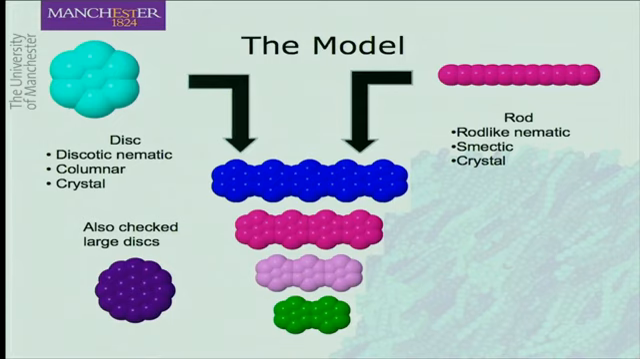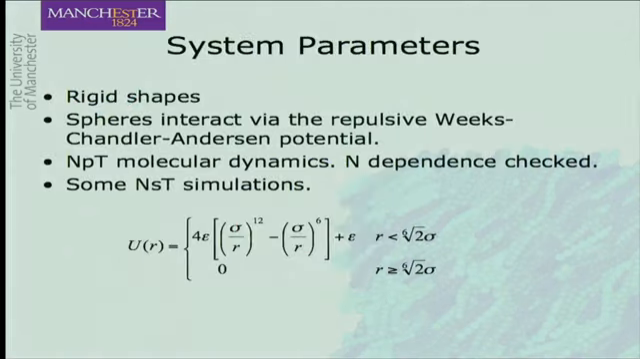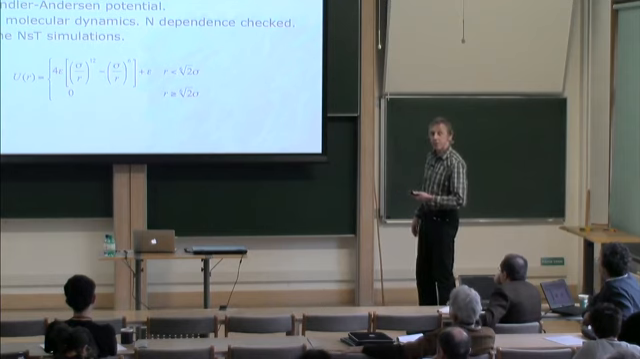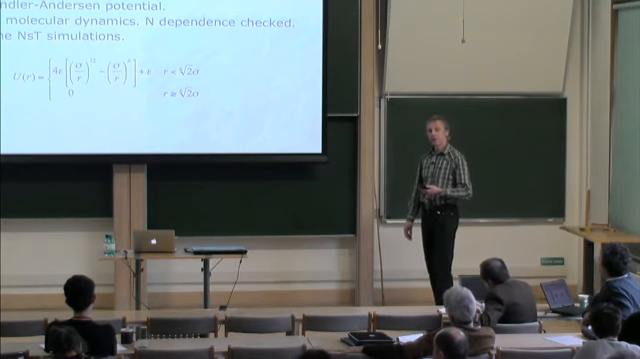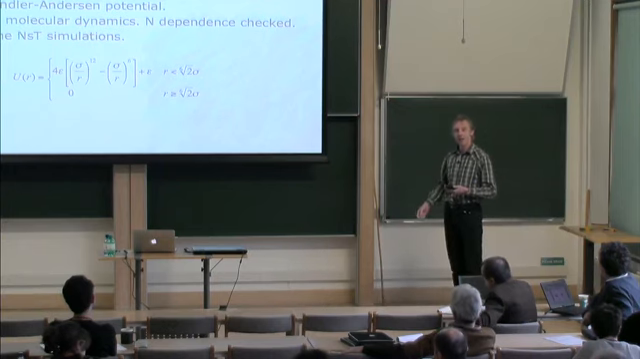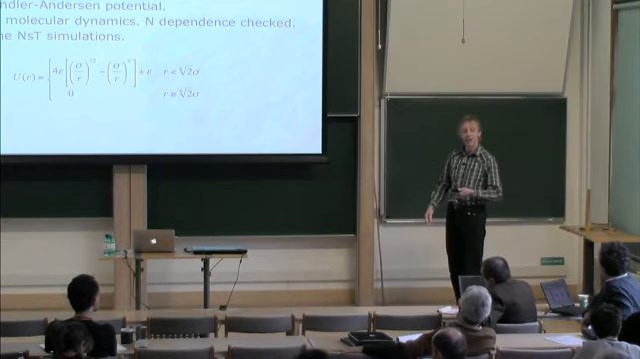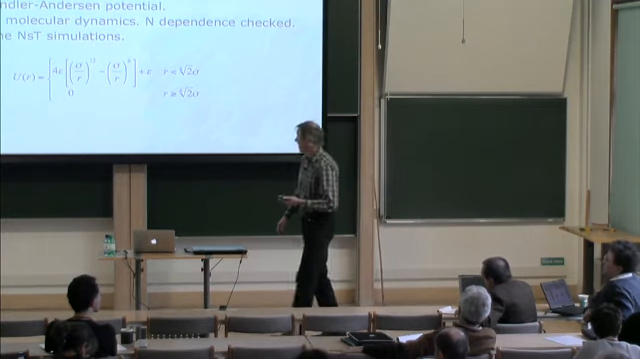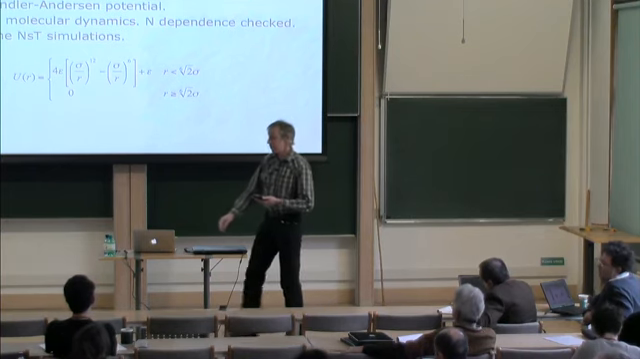Those are the systems we studied. And the details of the model were these were rigid shapes. Again, our spheres interacted by the Weeks-Chandler-Anderson repulsive potentials. We could use molecular dynamics. And we again did the same kind of stuff we did before, NPT simulations, but checking for hysteresis, number size dependence, constant stress every now and again to check the box shape wasn't affecting anything. And that was the pair potential between the beads.